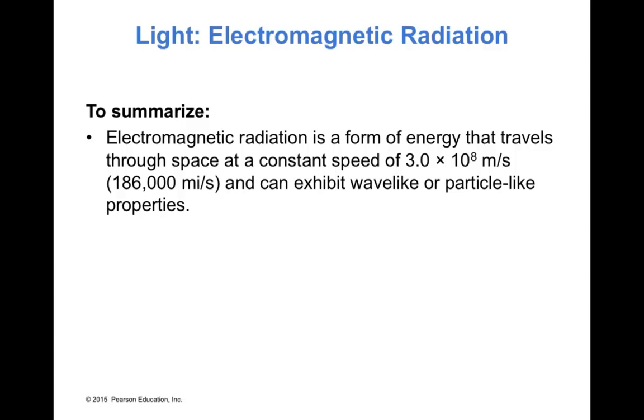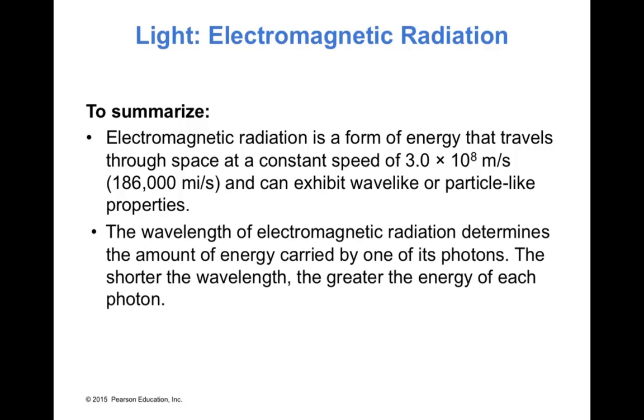So electromagnetic radiation is a form of energy that travels through space at a constant speed of 3.0 times 10 to the power of 8 meters per second, and can exhibit wave-like or particle-like properties. The wavelength of electromagnetic radiation determines the amount of energy carried by one of its photons. The shorter the wavelength, the greater the energy of each photon. The frequency and energy of electromagnetic radiation are inversely related to its wavelength.